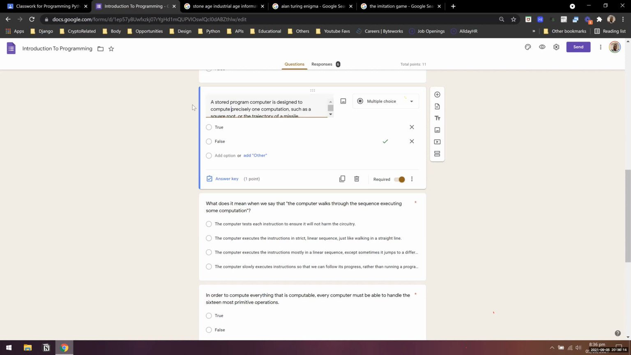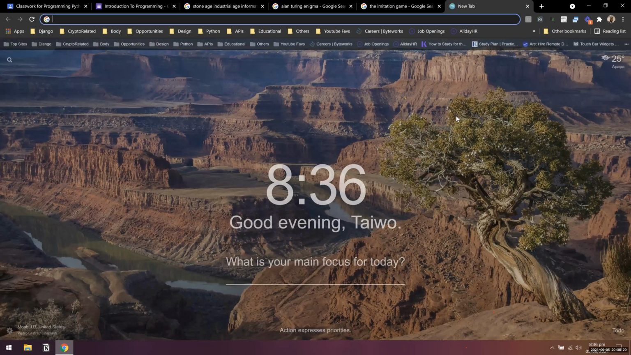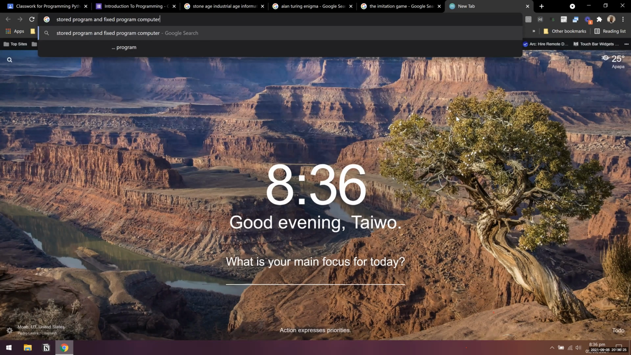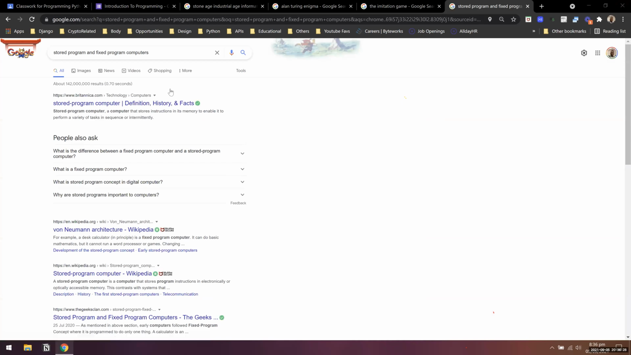A stored program computer and a fixed program computer. There are two types. Let me just open a new tab there. Stored program and fixed program computers. So you can basically just do your research on this. Just to reiterate for the sake of the lesson and anyone who did not get it, a fixed program computer is any programmable device that can only do one thing or a limited set of things.